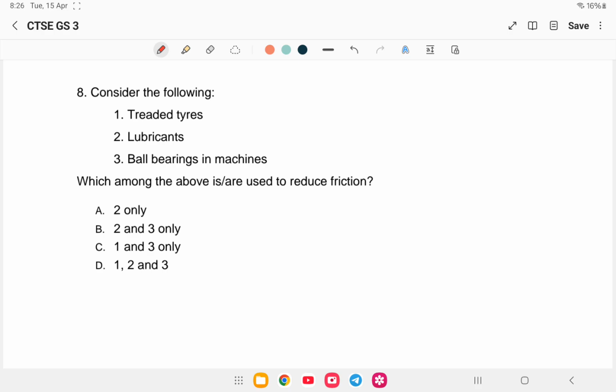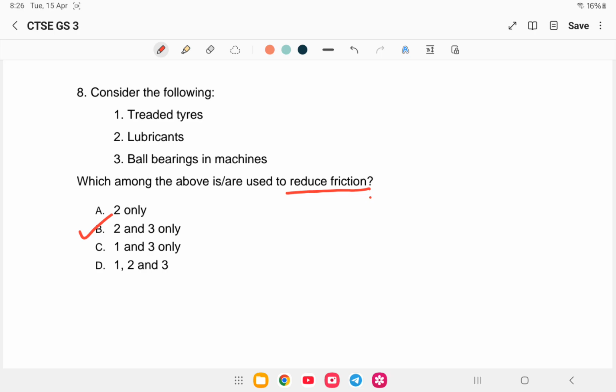Next question. Consider the following: threaded tires, lubricants, or ball bearings on machines. Which of the following is used to reduce friction? Is it option 2 only, 2 and 3, 1 and 3, or 1, 2, 3? So the answer is what? Options 2 and 3. B is the correct answer.